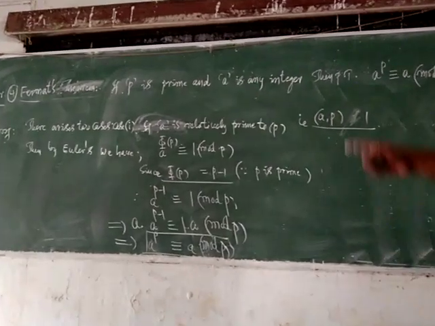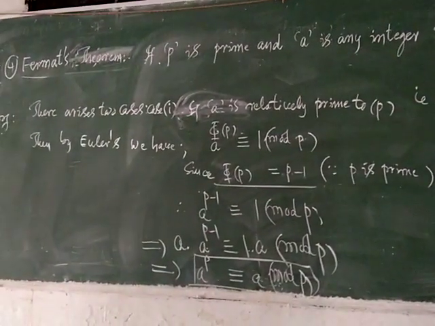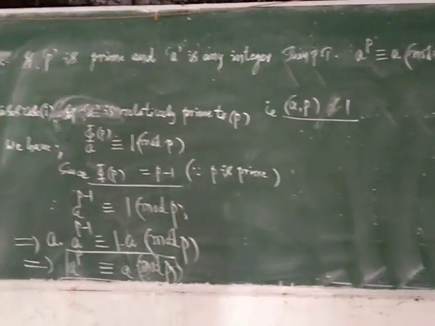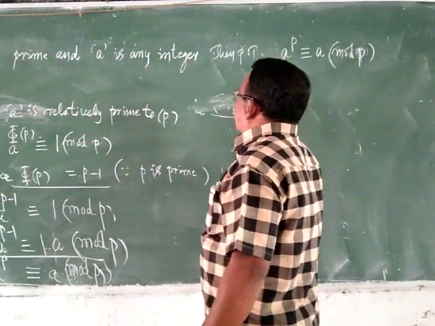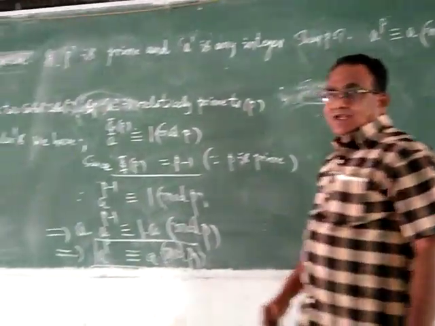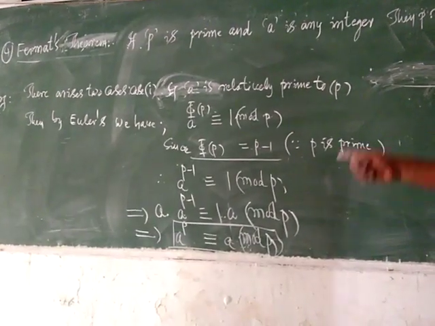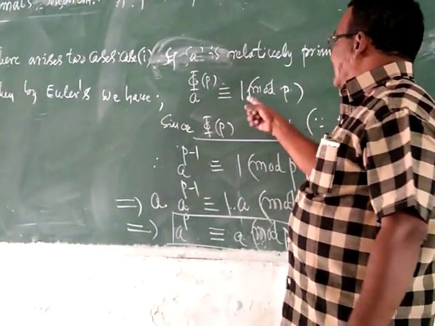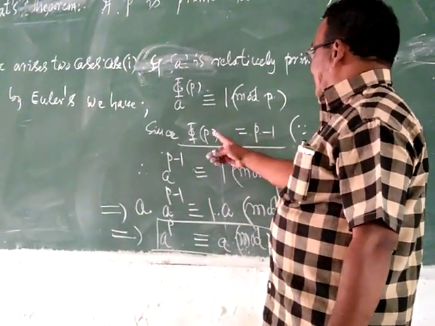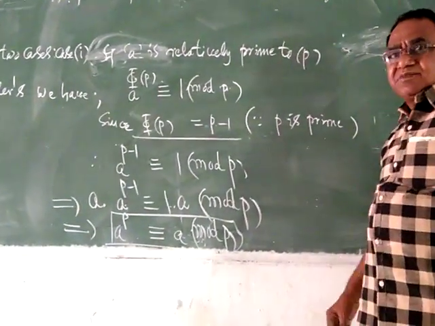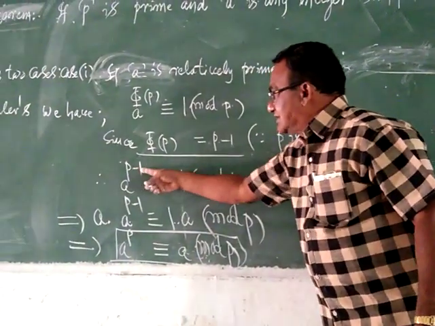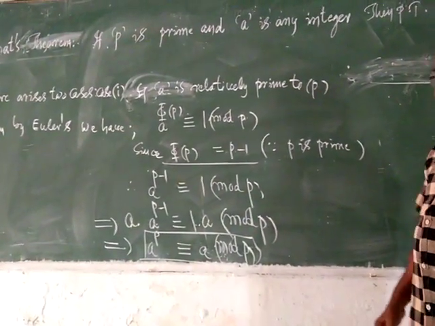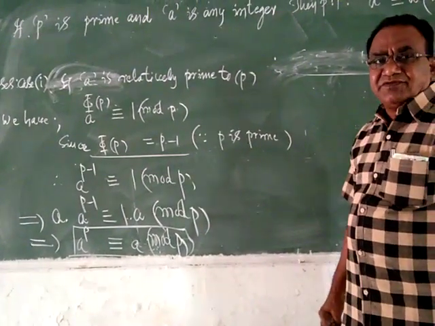Very simple. And here, if A is any integer and P is a prime number, there arise two cases. One is either A and P are relatively prime or they may not be relatively prime. If A and P are relatively prime, then A to the power phi(P) by Euler's theorem is congruent to 1 mod P. But phi(P) is equal to P minus 1 since P is a prime number. So instead of phi(P), write P minus 1 here. Multiply by A, and we get A to the power P is congruent to A mod P.